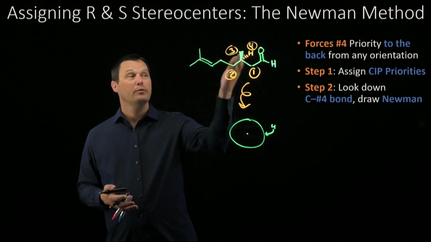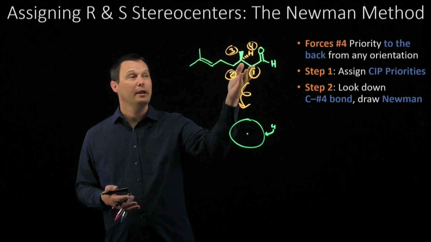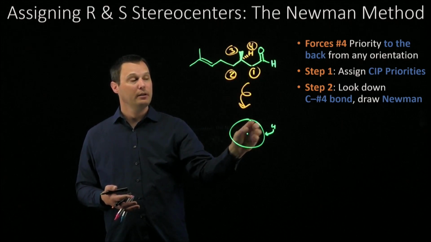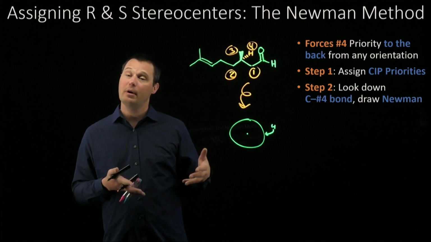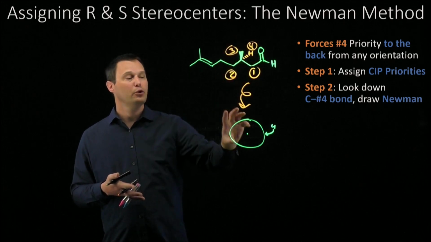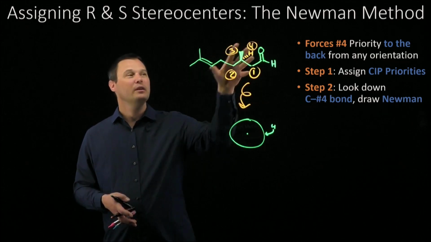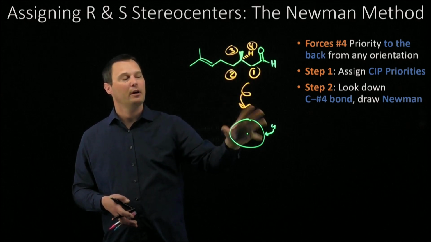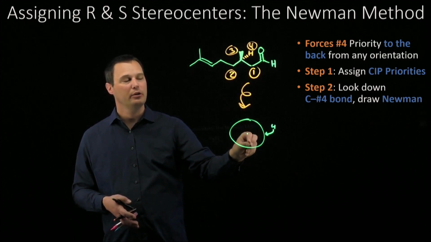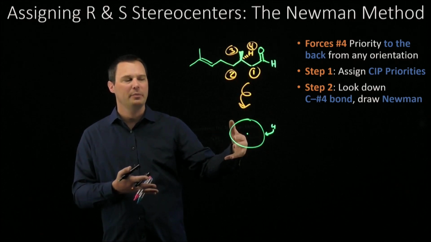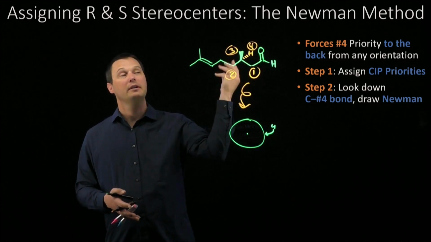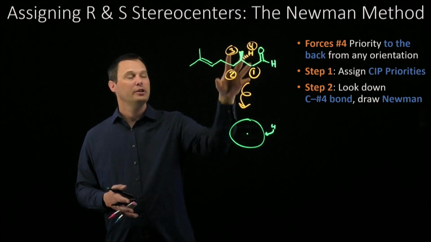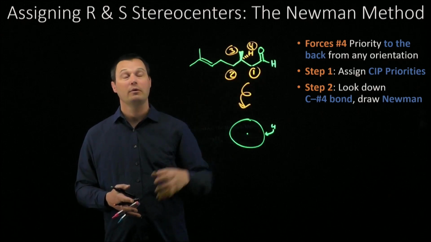It doesn't matter if number 4 started out on the wedge, the dash, or in the plane. If we draw the Newman projection correctly, the number 4 group is now by definition in the back. By far, the most important part of this step is drawing the other groups correctly around the Newman projection. The relative positions of priority 1, 2, and 3 are not allowed to change when we draw them around the Newman projection. We're only changing our perspective, not altering the molecule. Since number 4 is already on the dash and we're already looking down that carbon 4 bond, positioning the other 3 groups is actually fairly straightforward for an example like this.